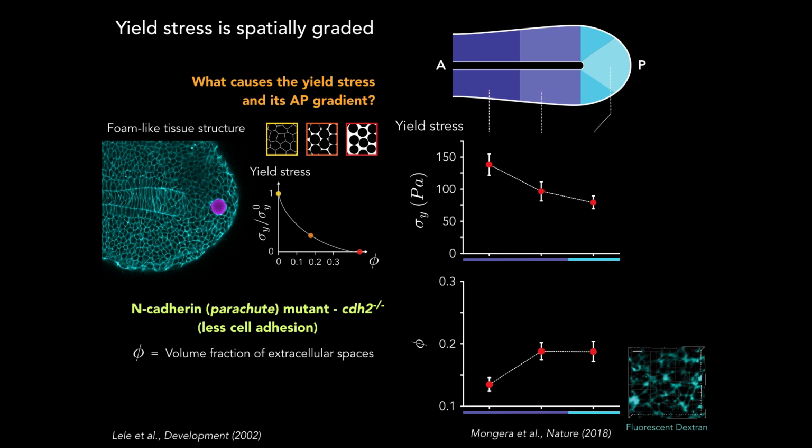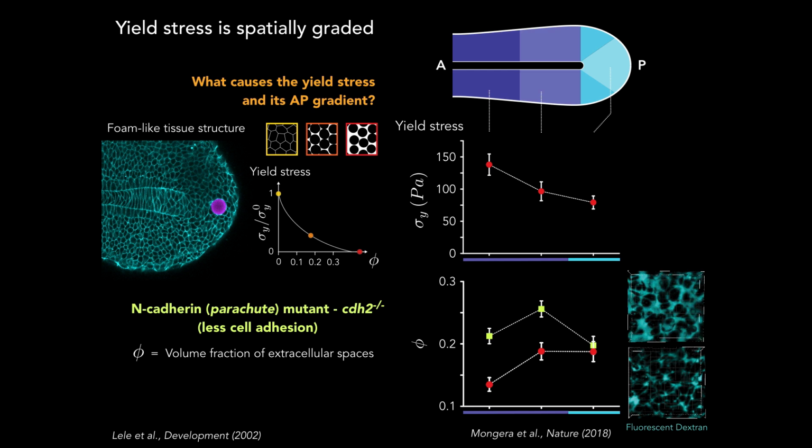And indeed, if you measure the spaces between the cells in the n-cadherin mutants, what you see is that in the anterior PSM, you open a lot more spaces. But surprisingly, in the mesodermal progenitor zone, in the tailbud region, the spaces don't change. You have exactly the same spaces between the cells.